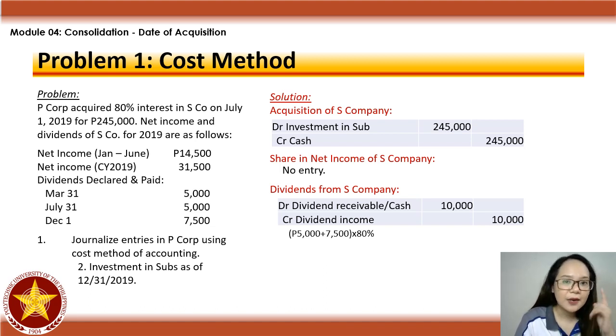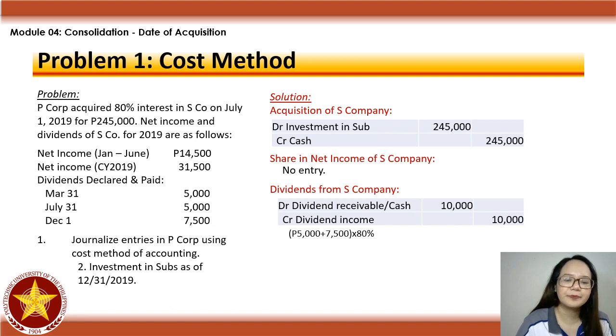Which is computed as, remember that your date of acquisition is on July 1. So, yung dineclare lang, makaka-receive ka lang ng dividends from July 1. So, kukompute mo yon from July 31 and December 1 dividend. So, that will be 5,000 plus 7,500 times kung ilang percent lang yung owed mo kay S company, which is 80%. So, your dividend receivable and dividend income is 5,000 plus 7,500 times 80%. That will be 10,000. Okay, your investment in subsidiary balance as of December 31, 2019, still at cost pa din. That will be still 245,000.